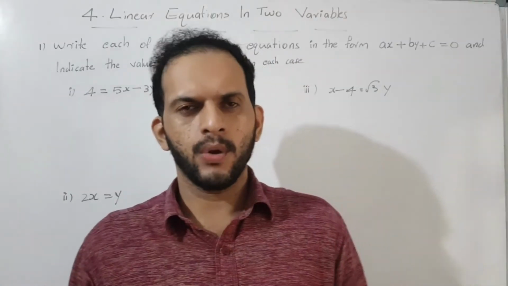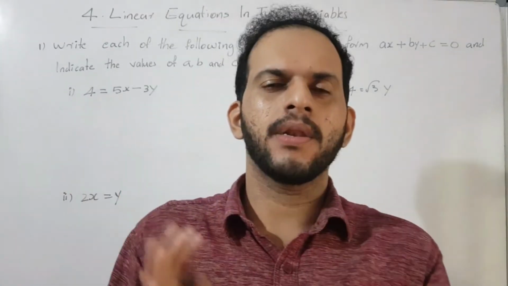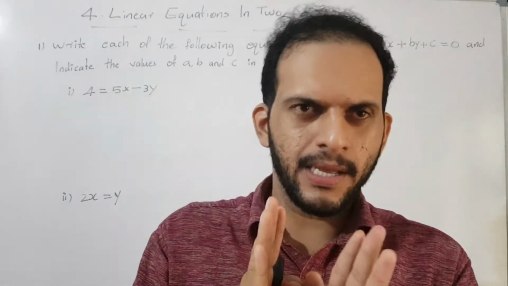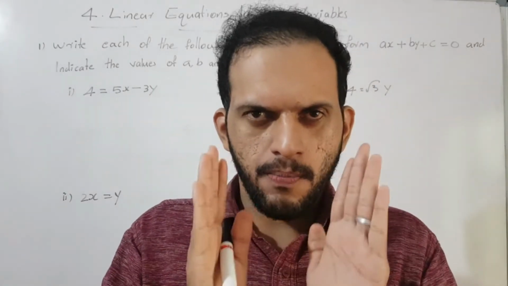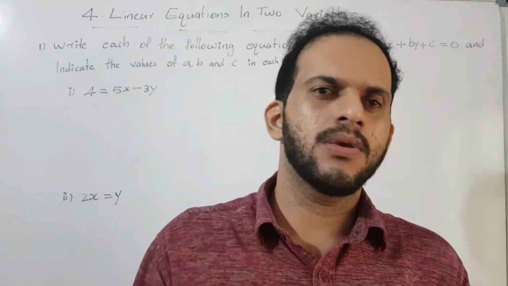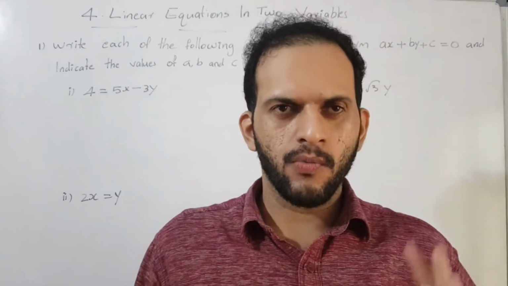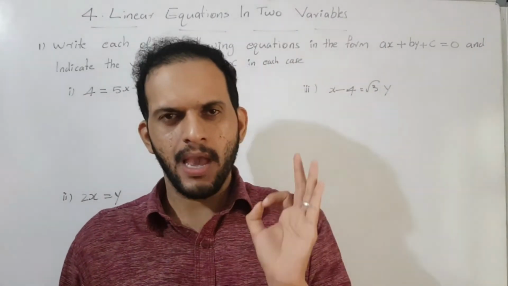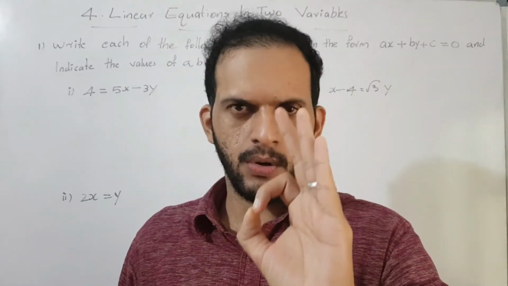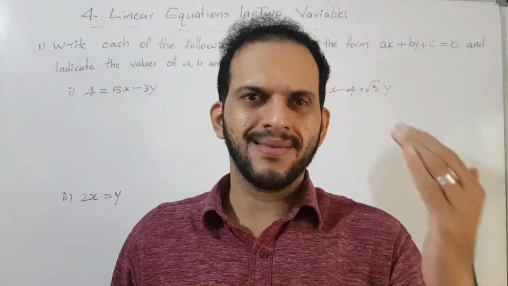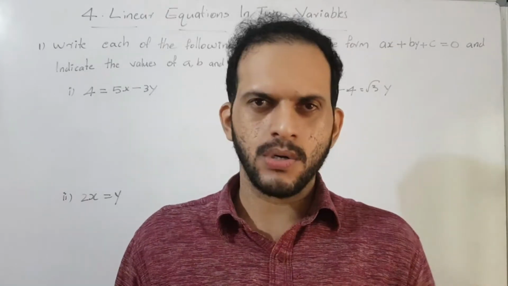Clear? Now we know the standard form of a linear equation in two variables. What is that? Ax plus by plus c is equal to 0. A is the coefficient of x. What is b? B is the coefficient of y. What is c? C is a constant.